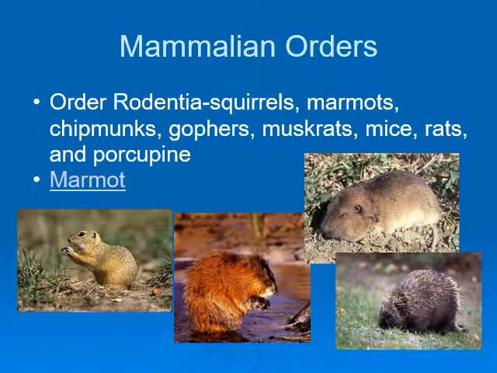Order Rodentia, or Rodentia, as some might say, includes everything we think about as being a rodent. We use that term a lot. So, of course, your mice and rats are here, but also squirrels, marmots, chipmunks, gophers, even the porcupine is included here. So there's lots of diversity in this group. Some are big, some are small. Some of these are pretty unique.